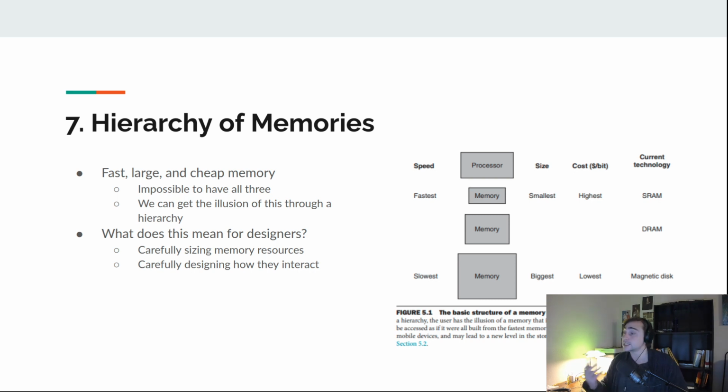So what does this mean for designers? It means that we often carefully size the different types of memory we have to give the illusion that we have fast, large, and cheap memory. We also have to very carefully design how they interact, right? And this is something we'll really dig into in the memory section of this series.